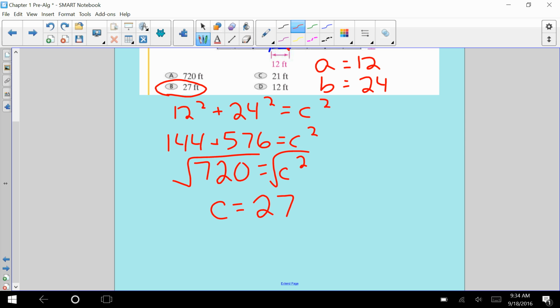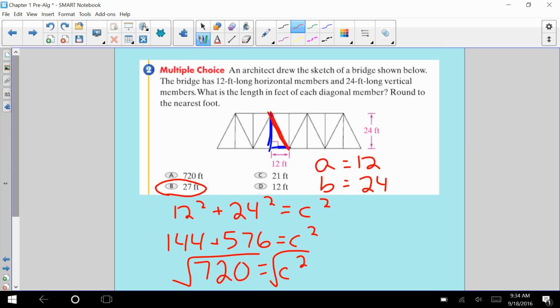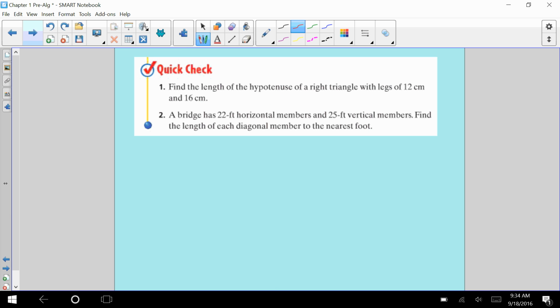Notice that we will have to do the square root of 720 in a calculator, and you will not get exactly 27. But my problem says round to the nearest foot. So that's the place where you have to watch. Where do you need to round to? Try these two problems on your own.